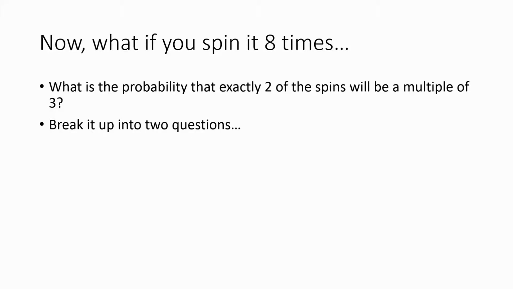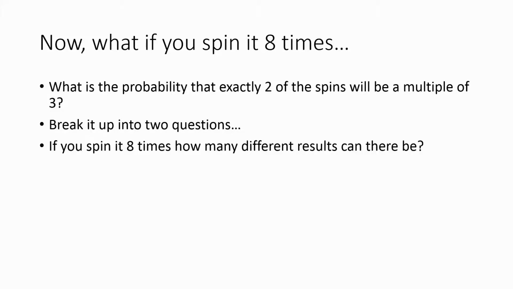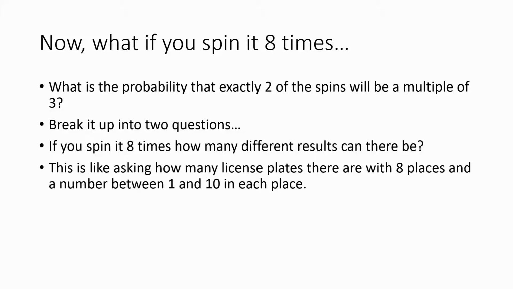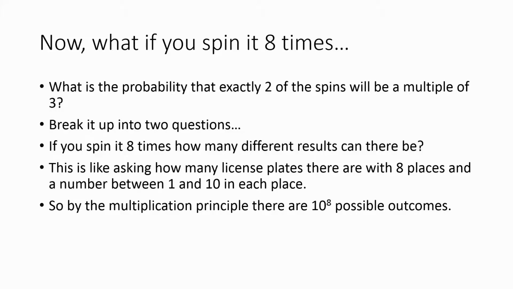So we're going to solve this by breaking it up into 2 separate questions. First, if you spin it 8 times, how many different results can there be? This is like asking how many license plates there are with 8 places and a number between 1 and 10 in each place. So you're going to spin it 8 times. On the first one, you could get a number from 1 to 10. On the second spin, you could get a number between 1 and 10, etc. So by the multiplication principle, there are 10 to the 8th possible outcomes. 10 times 10 times 10, 8 times, one for each of the 8 spins.